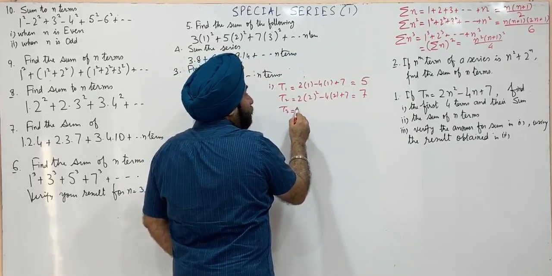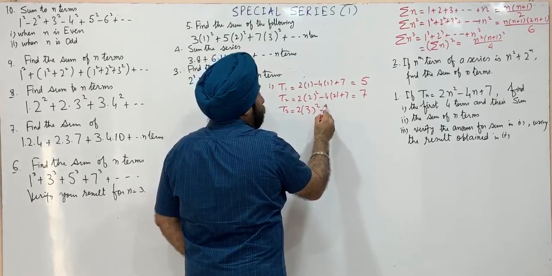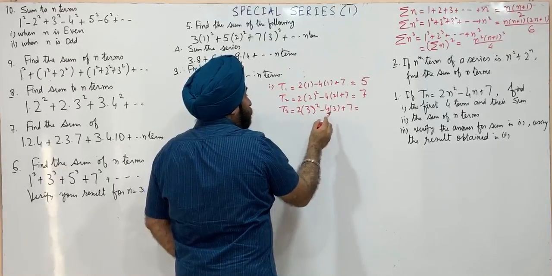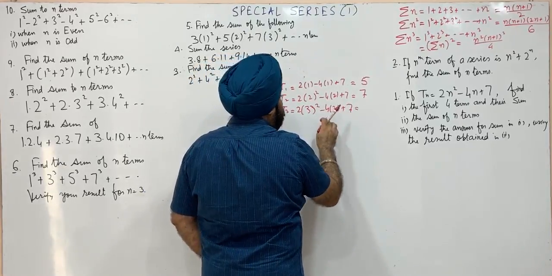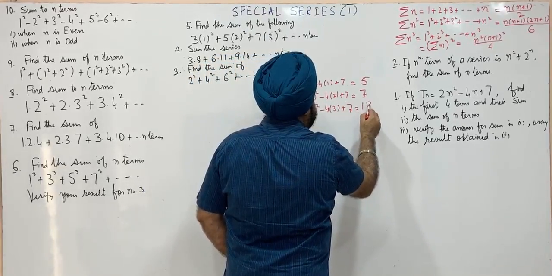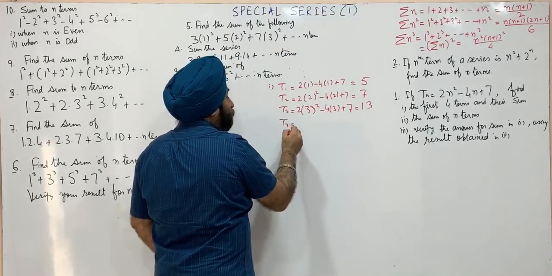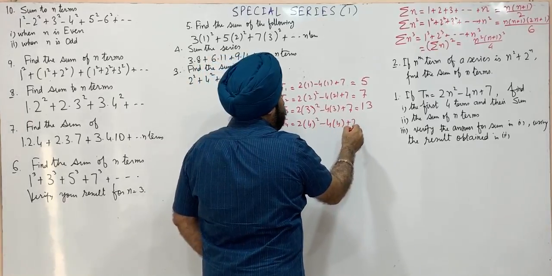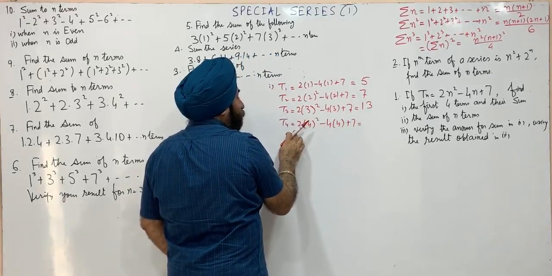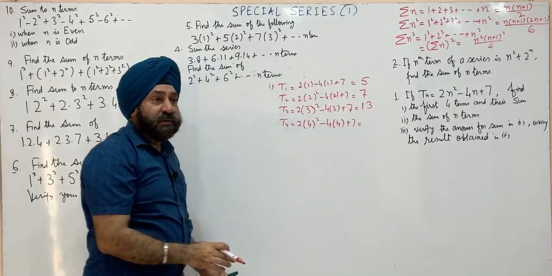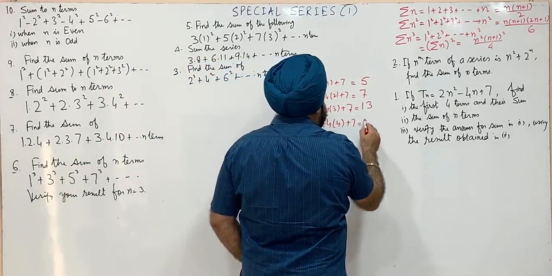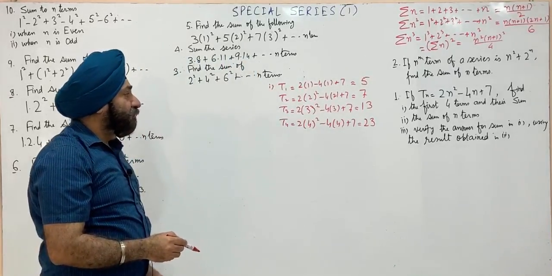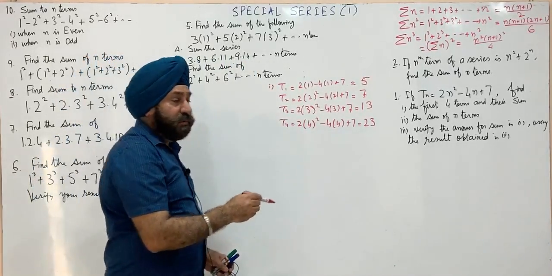And the third term, 2 into 3 square, minus 4 into 3, plus 7. This is 9 into 2, 18. 18 plus 7 is 25. 25 minus 12 is 13. And the fourth term is 2 into 4 square minus 4 into 4 plus 7. This is 16 into 2, 32. 32 plus 7 is 39 minus 16. This is 23. So these are the first 4 terms.